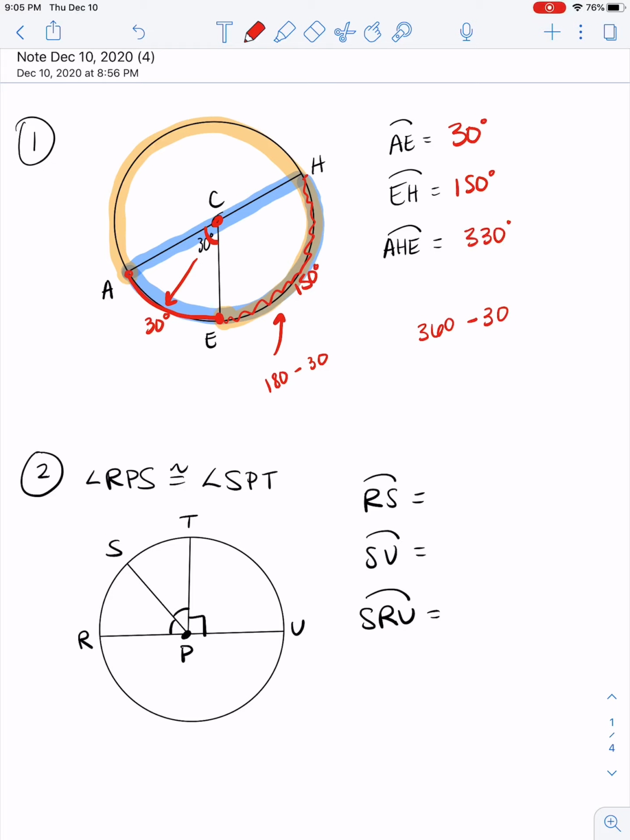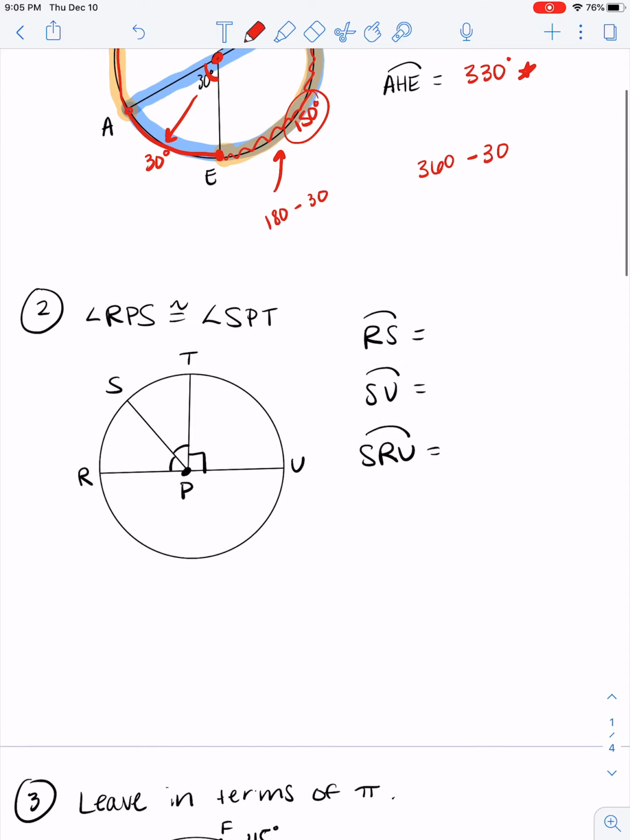Another way you could approach that is we said that this part over here, from A to H, is 180 degrees. So if we add 180 and then all the way around to E, 150, you also get 330, which was what we got for the first method.